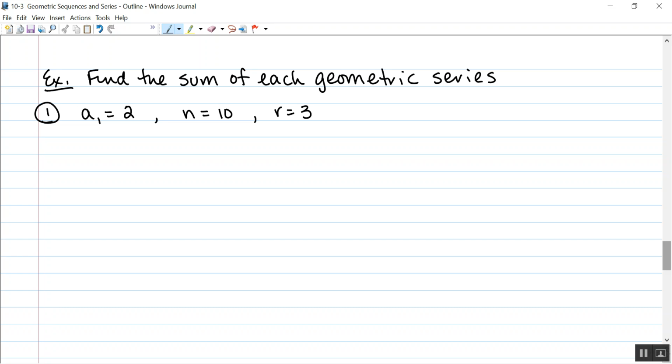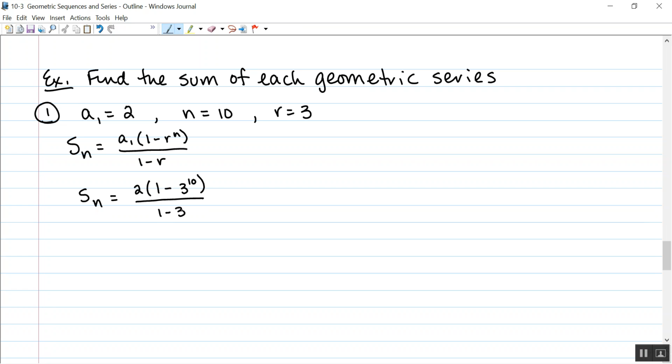Here we need to find the sum of each geometric series. So we're given that a sub 1 is 2, n is 10, and r is 3. So I'm going to use my first formula, which says s sub n is equal to a sub 1 times the quantity 1 minus r to the n over 1 minus r. So I just need to plug the numbers in. S sub n equals 2 times 1 minus 3 to the 10th power over 1 minus 3.